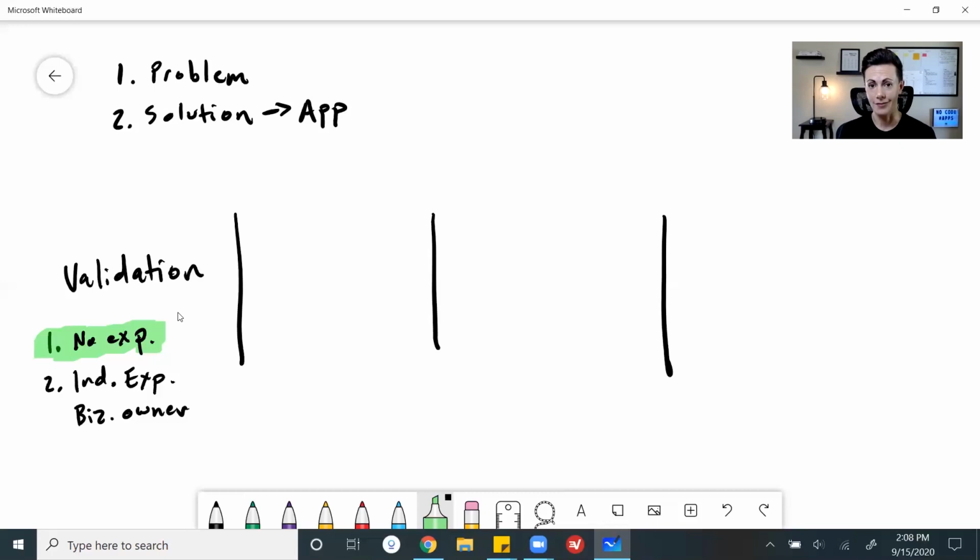Now, if you do have that experience, or if you're the industry expert, or if you are the business owner, then this step can look a little bit different for you, because you likely don't need to build a prototype. And the reason is because either, number one, you yourself deal with the problem that you're solving day in and day out, either in your personal life or in your business or in your career or whatever it may be. And so that validation is mostly already there.